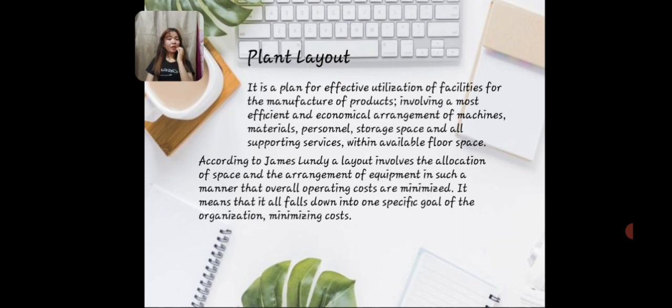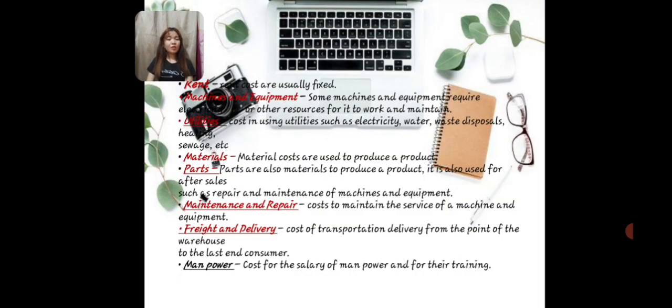According to James Lundy, a layout involves the allocation of space and the arrangement of equipment in such a manner that the overall operating costs are minimized. It means that it all falls down into one specific goal of the organization: minimizing cost. Next, for example, is the rent. Siyempre, ito yung importante. Costs are usually fixed.